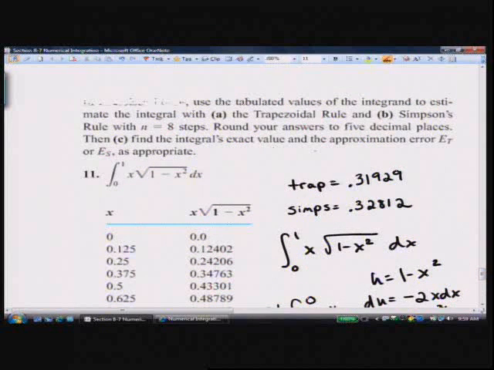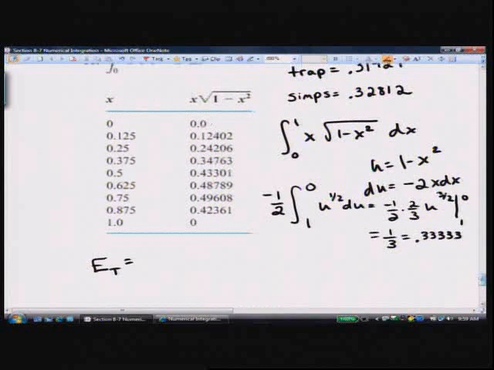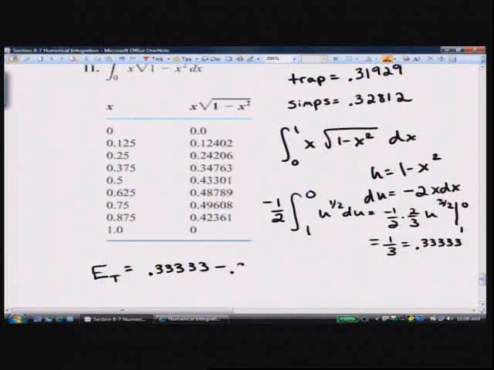So find the integral's exact value and approximate the error E of T and E of S. So how do I find E of T? It's just the difference between the actual and what you got with the trapezoid rule. So you're going to do 0.33333 minus 0.31929 to get your answer.